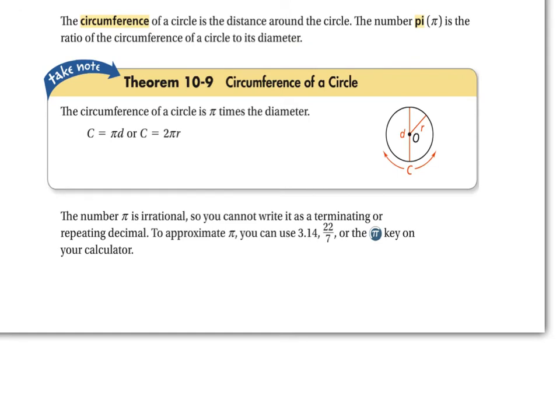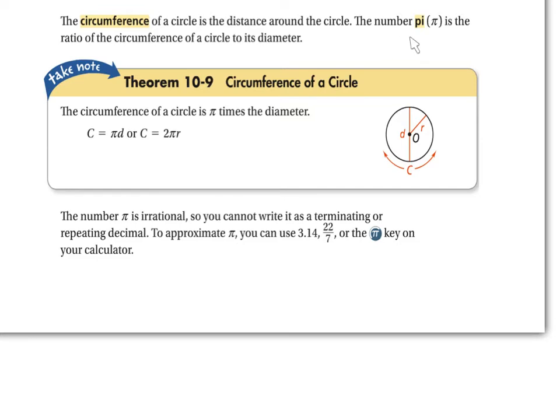This is intro to section 10.6. This is part 2 video. And in part 2 we're going to be talking about circumference, and we're also going to be talking about arc length. Now, the circumference of a circle is the distance around the circle.